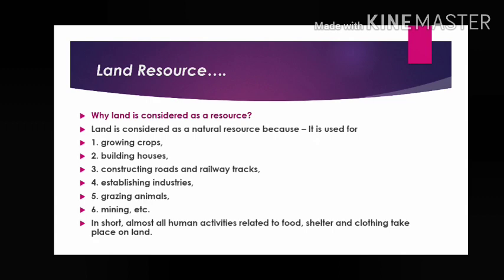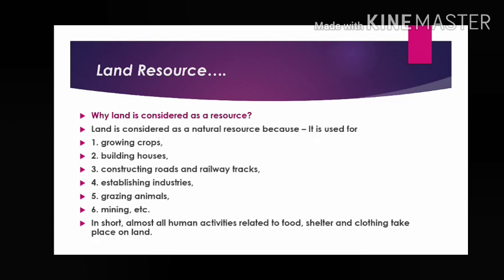Let us find out. Land is considered a natural resource because it is used for growing crops, that means crop cultivation. Second, building houses, that means construction of houses. Third, constructing roads and railway tracks. Fourth, establishing industries.